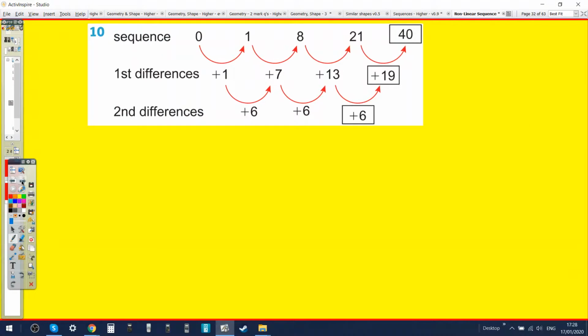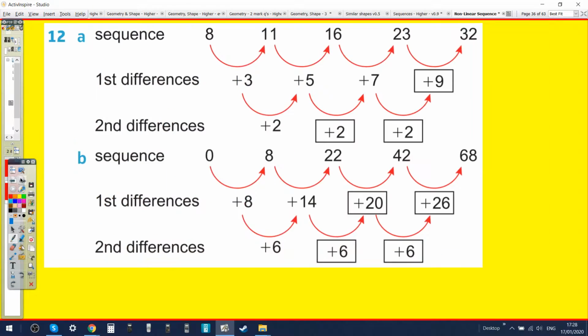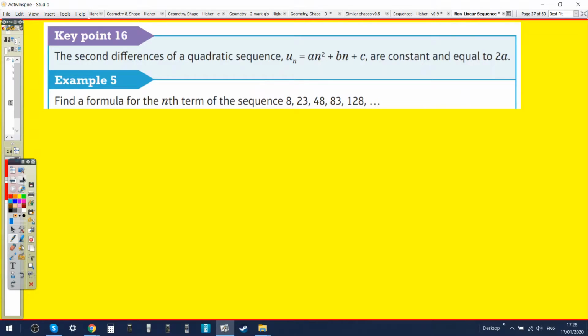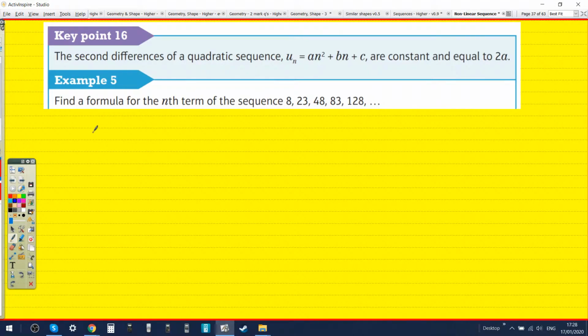Let's see. Work out the next term. That's easy enough. This is a bunch of stuff. The nth term. Yes, let's try this one. The second one or the first one? There's only one question. That's up there is just a reminder.